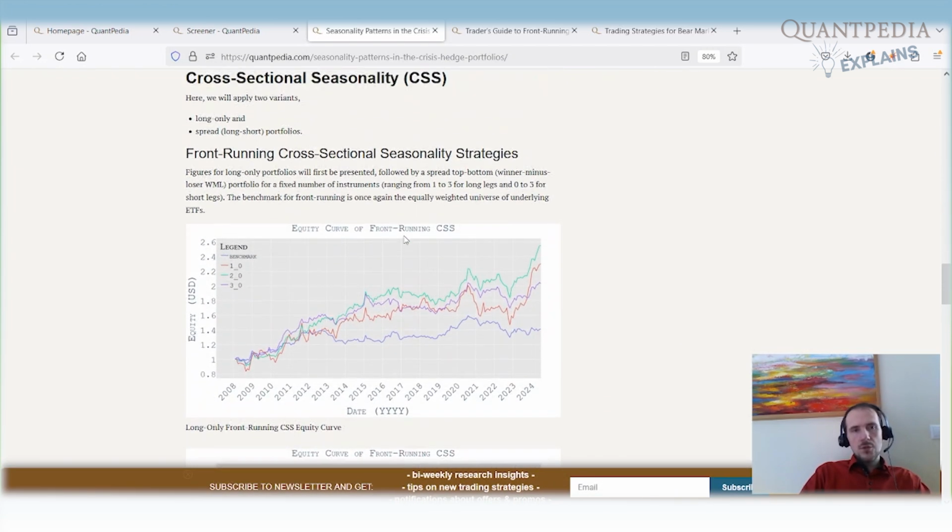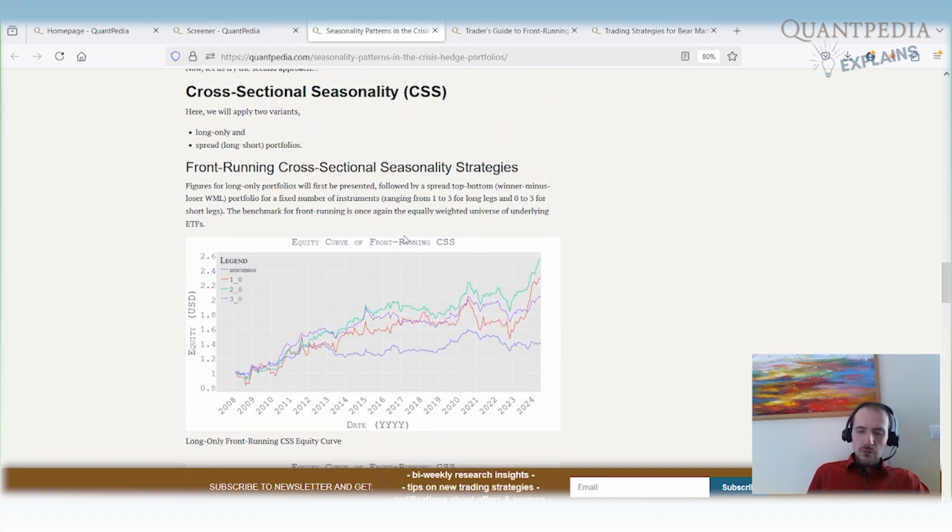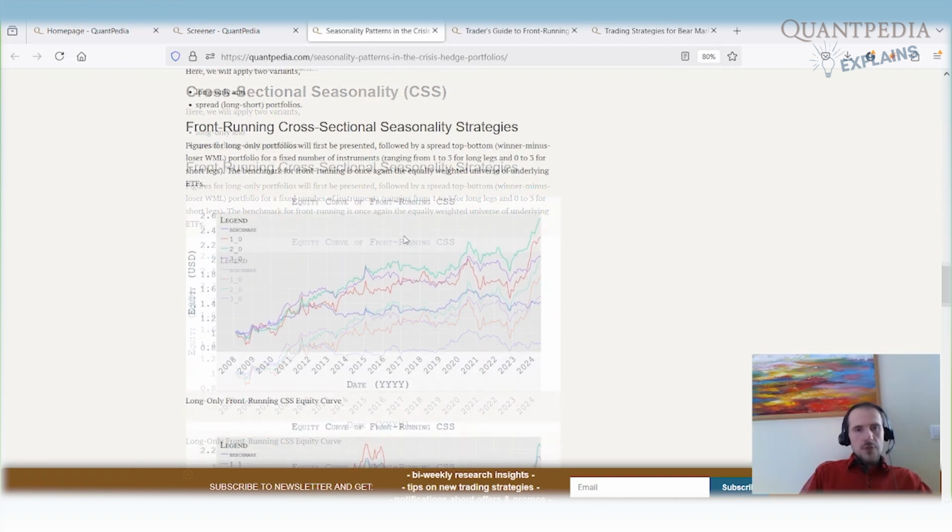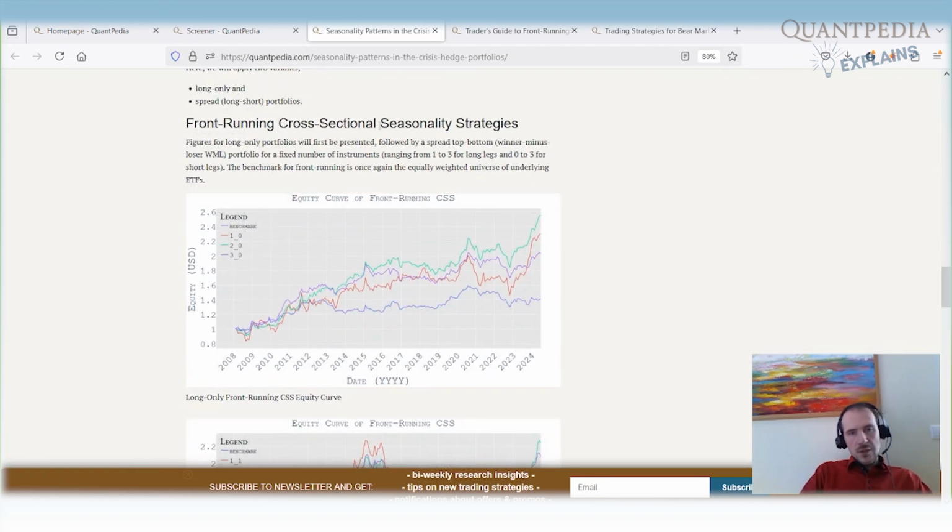So once again, what is cross-sectional seasonality? At the end of the January, we're looking at the cross-section of the performance of all of the ETFs in the February. Firstly, we will try to front run this signal. So at the end of the January, we are looking at the cross-section of the performance in the previous March, and we are trying to buy those assets at the end of the January and hold them in the February.